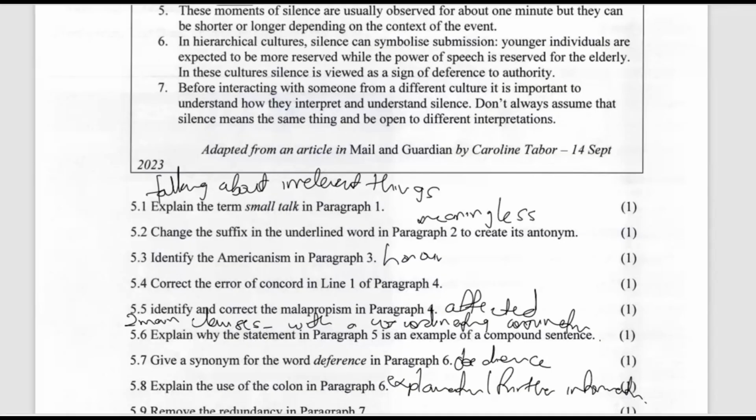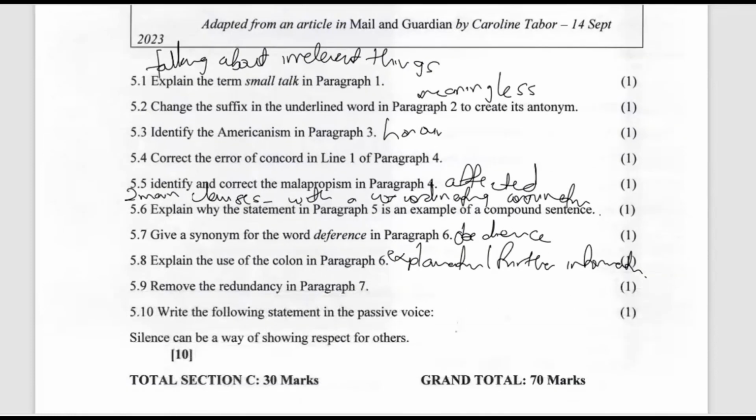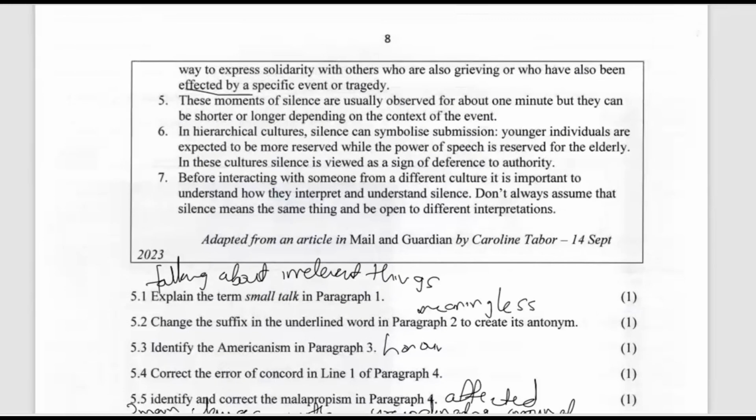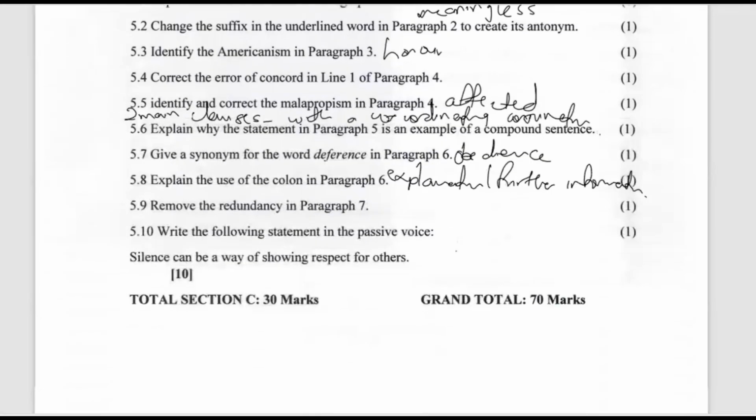Remove the redundancy in paragraph 7. Okay, let's look at the redundancy again in paragraph 7. Before interacting with someone from a different culture, it is important to understand how they interpret and understand silence. That's the same thing. So one had to fall out. The redundancy is this. Interpreting is understanding. How they interpret silence or how they understand silence was the redundancy.